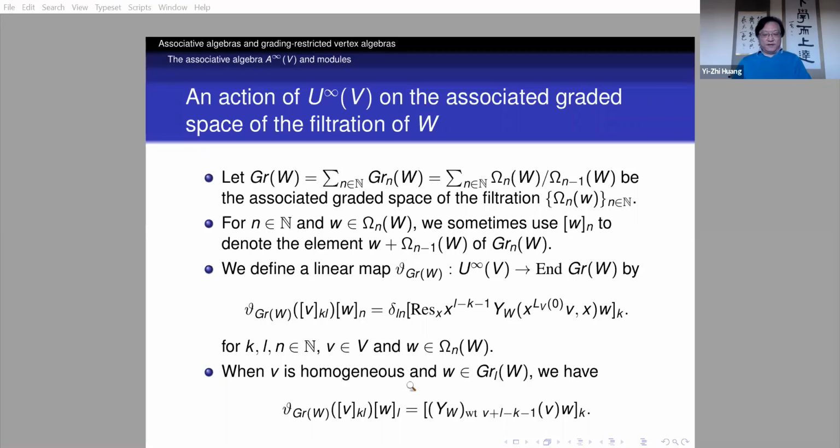Now if I write on this, it's more clear, because if V is homogeneous, you can write it this way, and this is exactly the operator of weight equal to K minus L. Okay, so I do have this here.